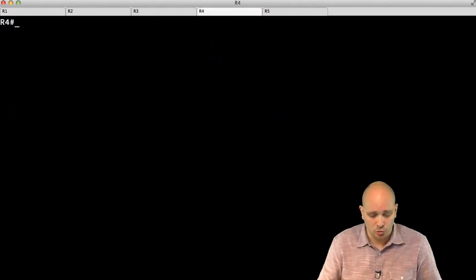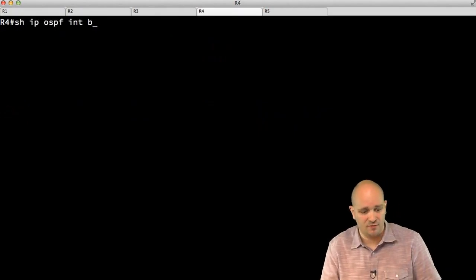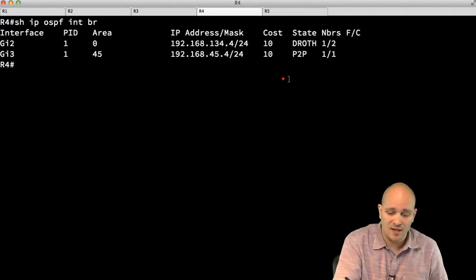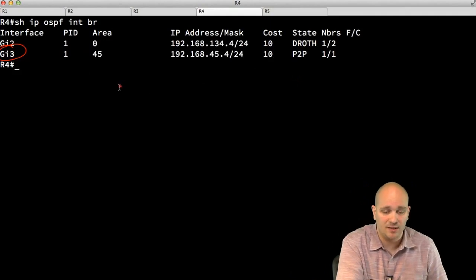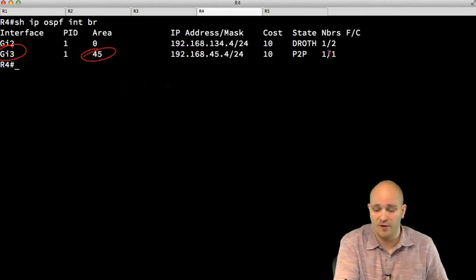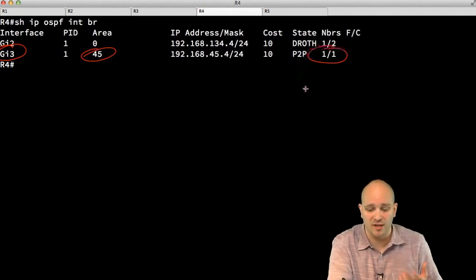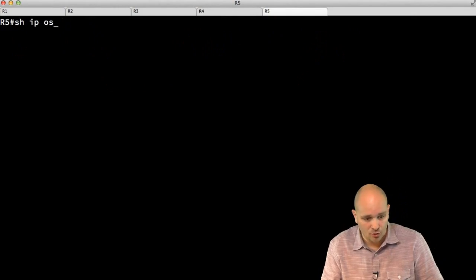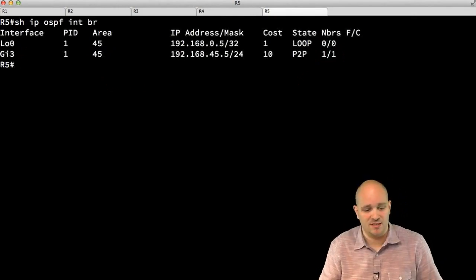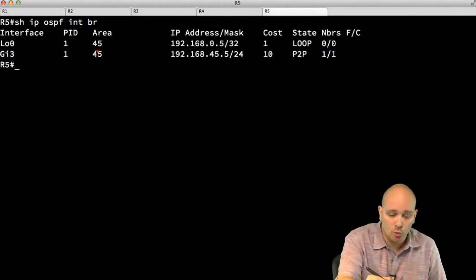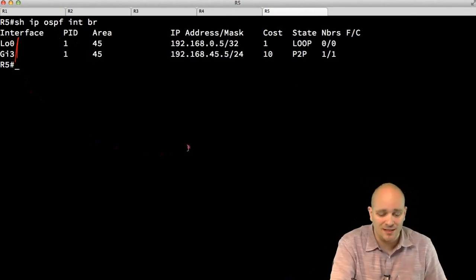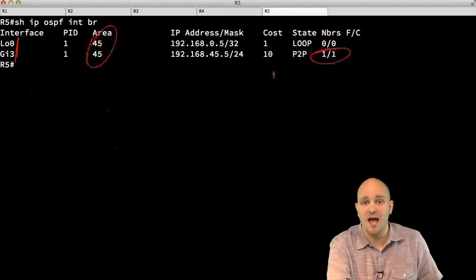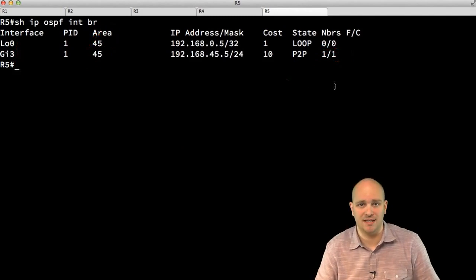Now I'm going to go to R4, show ip ospf interfaces brief, and here I'm just going to focus on gigabit interface 3, and what I'm looking for is that on gigabit interface 3 I am in area 45, and that I'm adjacent with 1 neighbor out of a single neighbor that I see on that interface, which is R5. And finally on R5, show ip ospf interfaces brief. Here I expect to see 2 interfaces, the loopback and the gigabit 3. That's what I see. They're both in area 45, and I can see that on gigabit 3 I am adjacent with 1 neighbor out of 1 neighbor that I see.